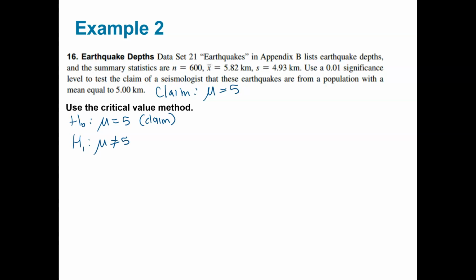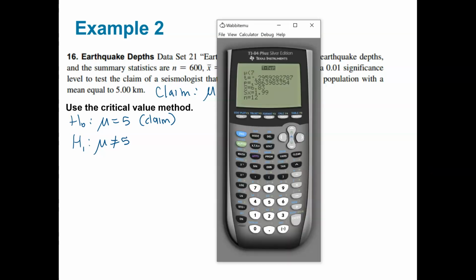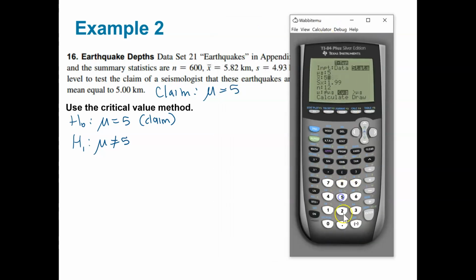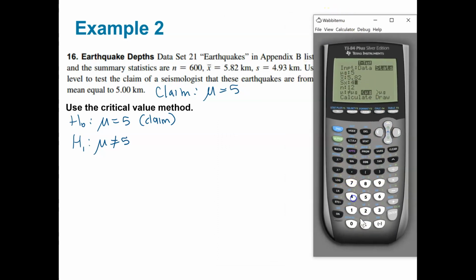And so we still run the same statistics, but this time we need our test statistic, so that we can test that value and see if it's in the critical region. So we're going to go over to our t-test, and we're talking about 5 this time. Our x bar is 5.82. Our sample standard deviation is 4.93, and we have 600 to go from. And this says not equal to. So let's go ahead and calculate it. And our test statistic is 4.07.